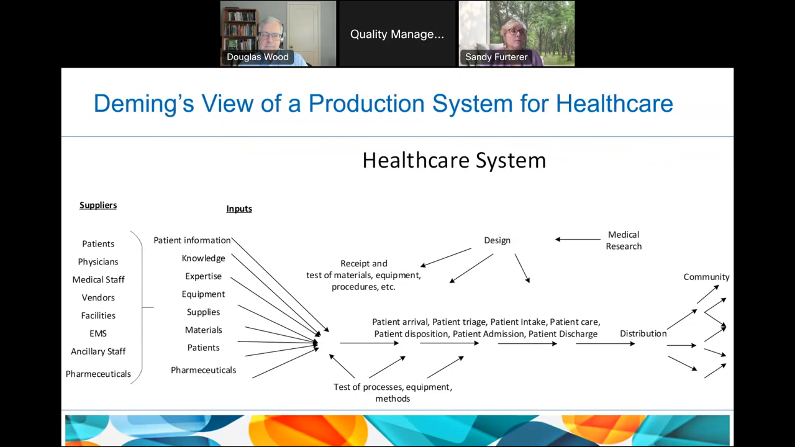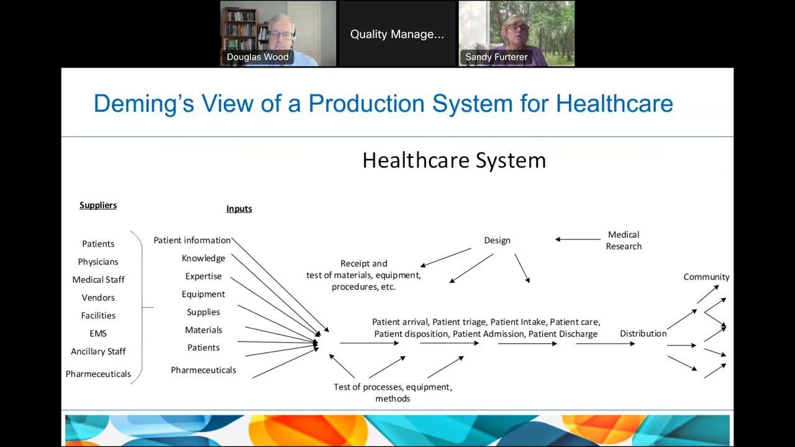We've got other facilities who might send their patients here. We might have a nursing home that sends their patients to the emergency department. We also have a pharmaceutical company. And then those inputs I've got there: a patient comes in, they tell us what's wrong with them, they give us some information so we can bill them later and so forth. Also, there's a lot of knowledge being transferred in a healthcare system, obviously, and applied. And then the expertise, and I talked about equipment, supplies, materials, patients, pharmaceuticals, and I'm sure there's a lot more, but I just wanted to identify the high level.